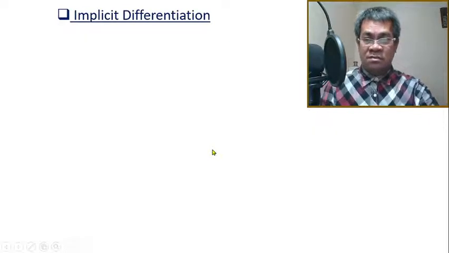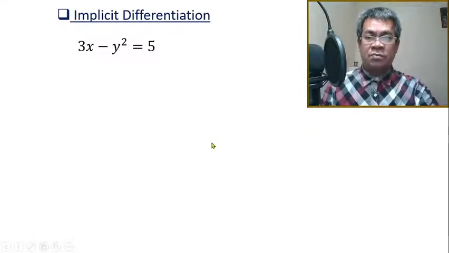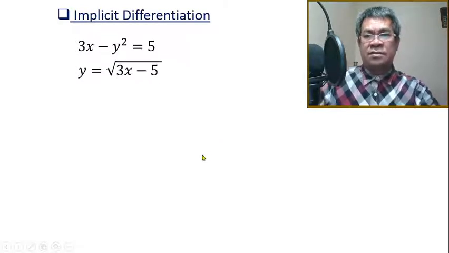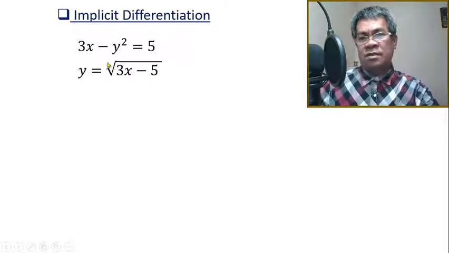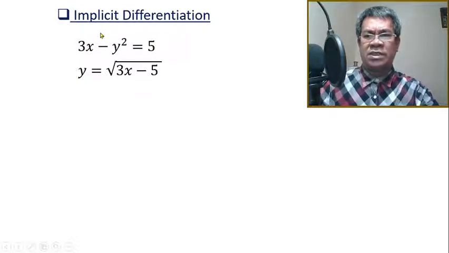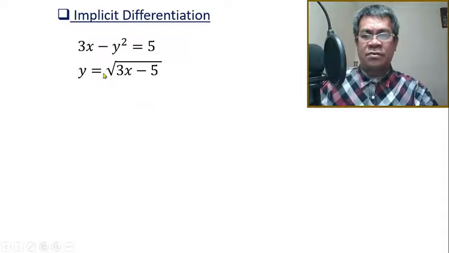Okay. Now, suppose we have 3x minus y squared is equal to 5. This is what? Implicit form. Now, if we transform this implicit form to become explicit form, where y is a function of x, forming range and domain, then you have to transpose this to the right side, then transpose this to the left side, then rotate, then take the square root.